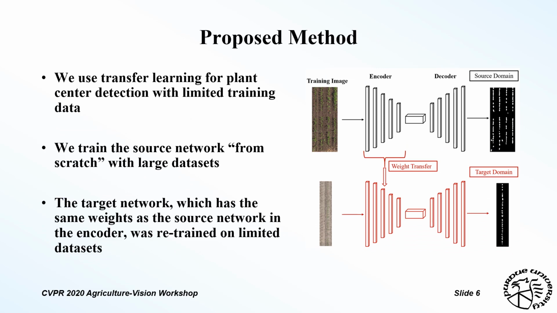In our proposed methods, we use transfer learning for plant center detection with limited training data. First, we train the source network from scratch with larger datasets. Then we copy the encoder weights of the source network to the target network and slightly train the target network on limited datasets.